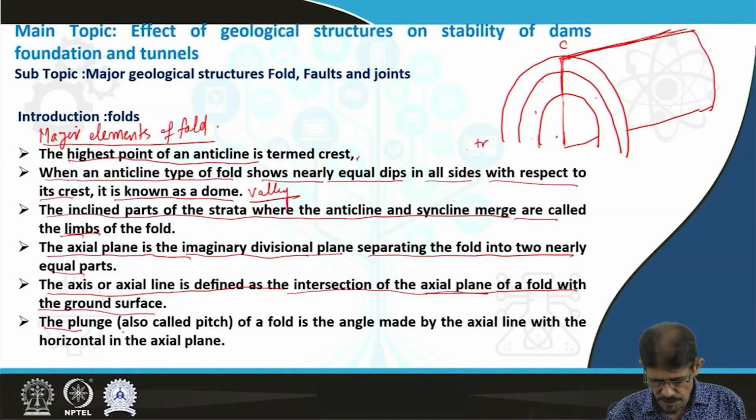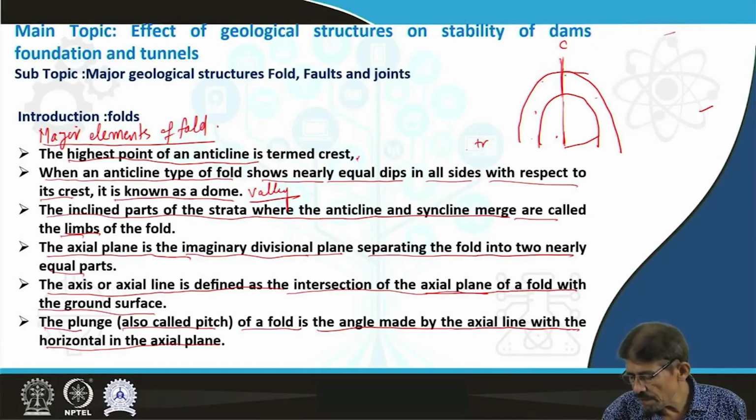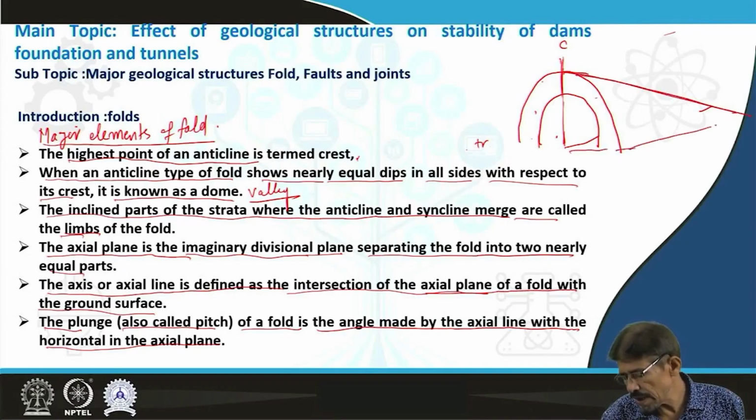The plunge, also called the pitch of a fold, is the angle made by the axial line with the horizontal in the axial plane. You can see this may be horizontal and this may be inclined. If the axial line is inclined, and we measure this angle, this is the plunge.